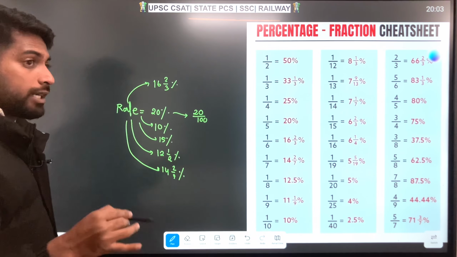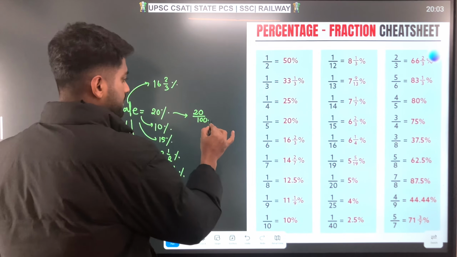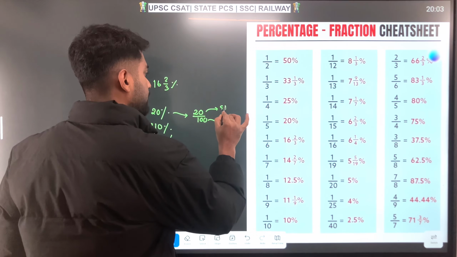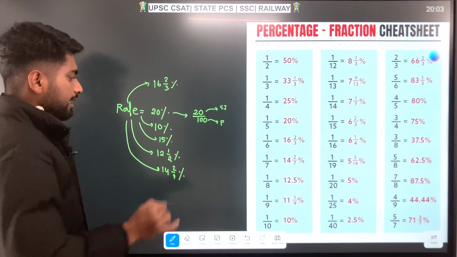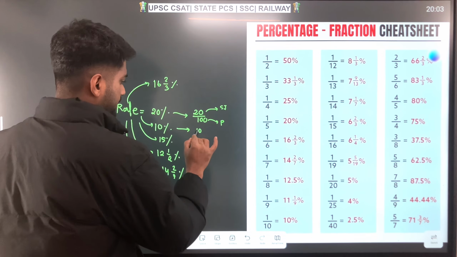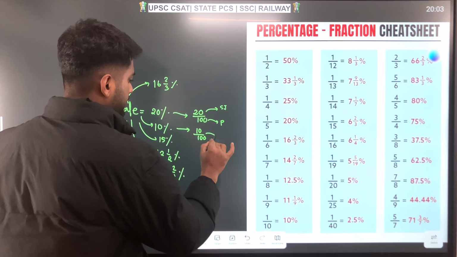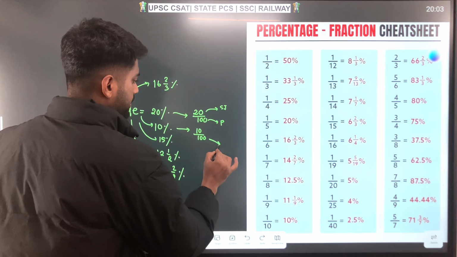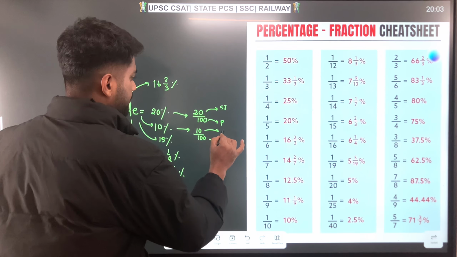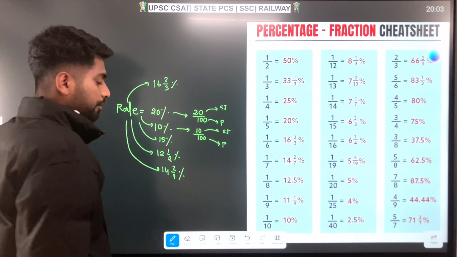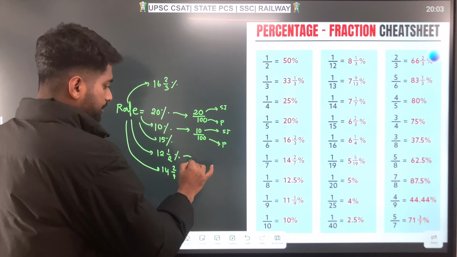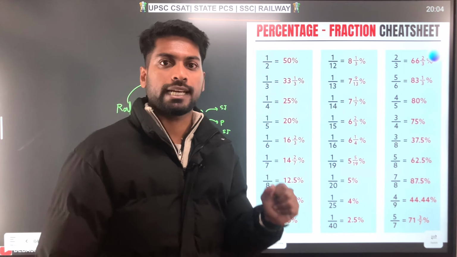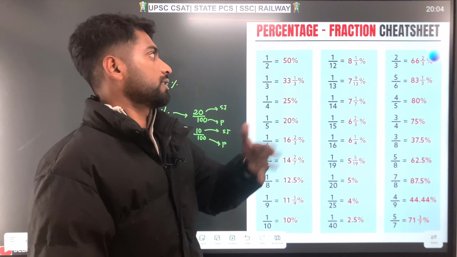Okay, 20% means 20 by 100. So if 100 is your principal, SI is your 20 rupees after 1 year. अच्छा, 10% means 10 by 100. So if 100 rupees is your principal, 10 rupees is your SI. But if you see this kind of question, then you need to remember this percentage to fraction chart sheet.